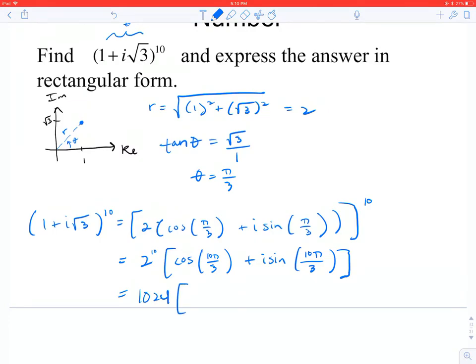Okay, 2 to the 10th is 1024. And let's find the coterminal angle between 0 and 2 pi for 10 pi over 3, because 10 pi over 3 is over 1 rotation. So if we subtract 2 pi, which would be subtracting 6 pi over 3, we end up with 4 pi over 3.